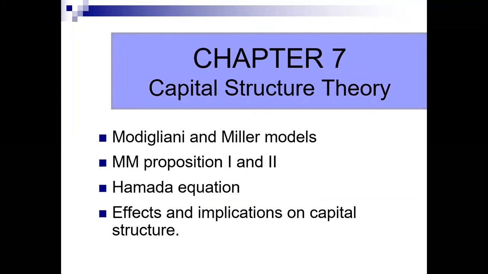So today we are going to learn about chapter 7. It's about capital structure theory. Capital structure theory is an expansion of the theory from the efficient market hypothesis. Before this, you learned about EMH. So it talks about the efficient market hypothesis theory.